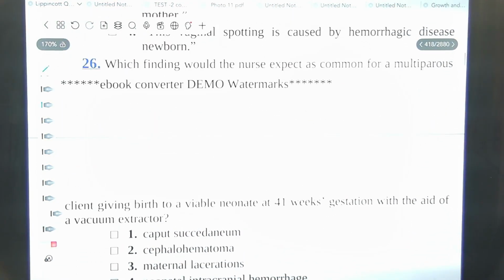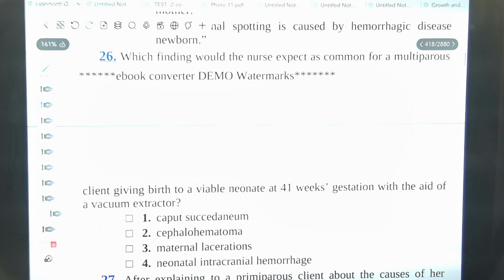Which finding would the nurse expect as common for a multiparous client giving birth to a viable neonate at 41 weeks of gestation with the use of a vacuum extractor?